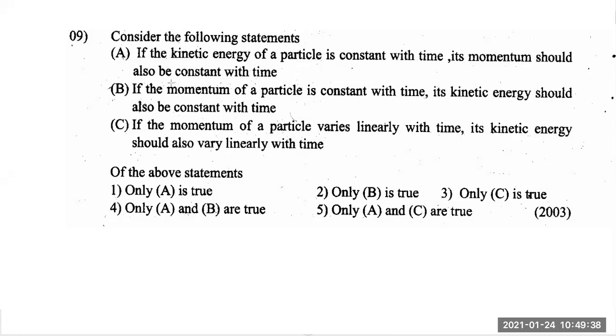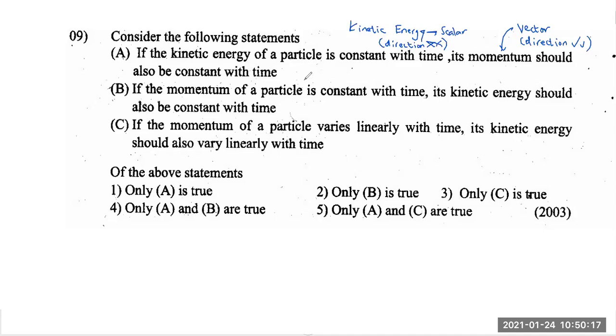Consider the following statements. This question is from 2003 once again about mechanical energy. If the kinetic energy of a particle is constant with time, its momentum should also be constant with time. Now you have to be very careful in this question. We all know that kinetic energy is a scalar. But on the other hand, momentum is a vector. So here direction is a must. Direction we have to consider, whereas for kinetic energy, direction is not an issue.